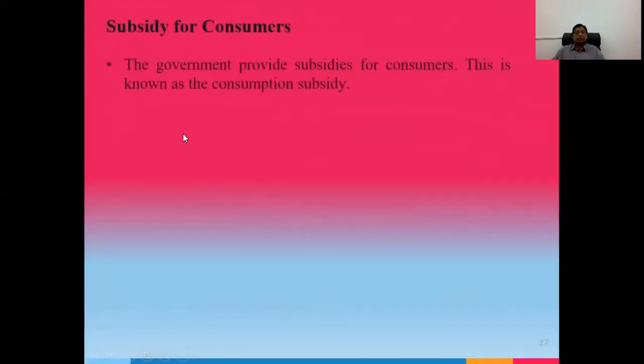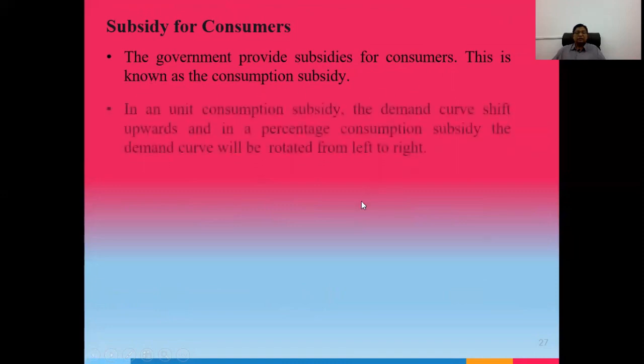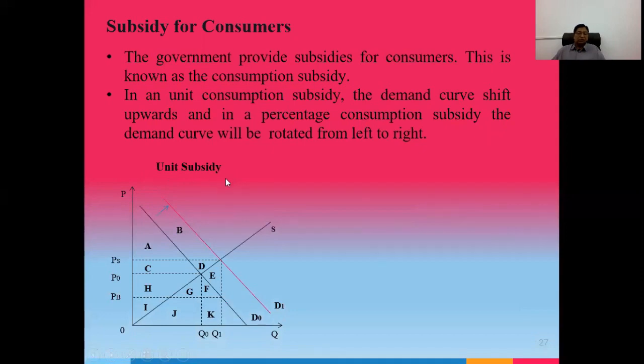Subsidy for consumers. When the government provides subsidies for consumers, this is known as consumption subsidy. In a unit consumption subsidy, the demand curve shifts upward, and in a percentage consumption subsidy, the demand curve is rotated from left to right. This is the unit subsidy. When consumers are provided a unit subsidy, the demand curve shifts upward by the amount of the unit subsidy.